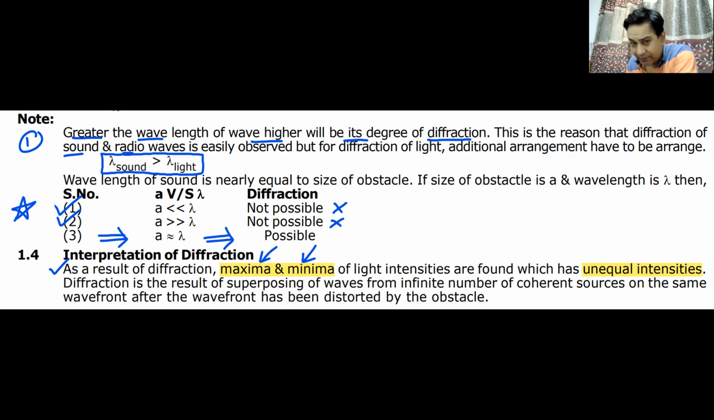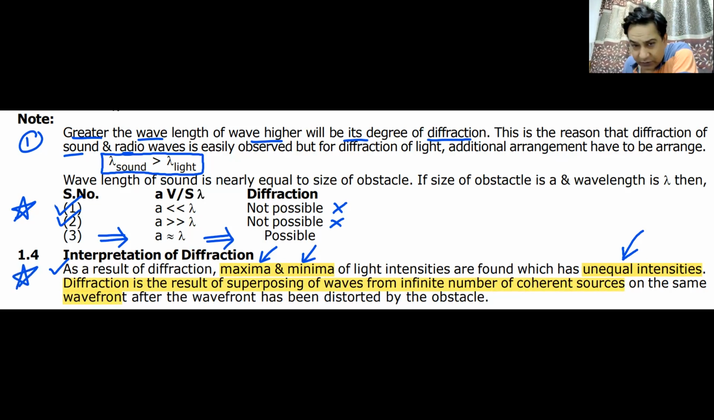Why is that so? Remember, in interference we only had two sources, but in diffraction, we have superposition by an infinite number of coherent sources of the same wavefront. In diffraction, there are not two coherent sources. There are infinite sources which are created from a single source on the same wavefront. And therefore, we will have maxima and minima, but they will be of unequal intensities. Please mark this, a very important point.